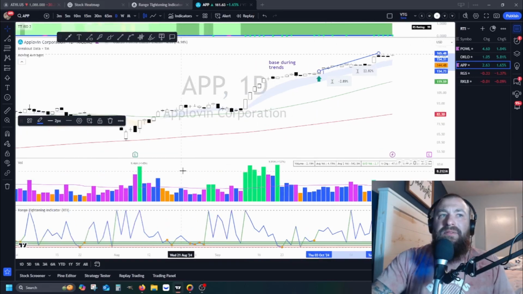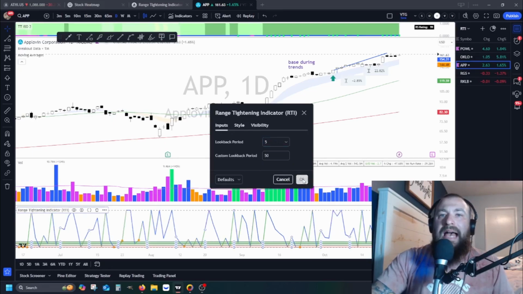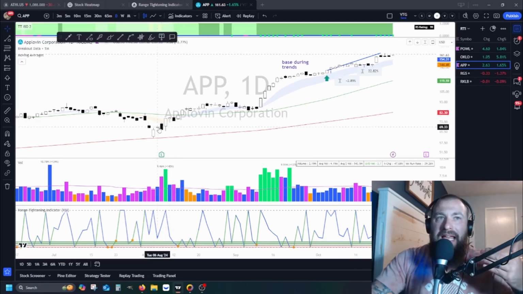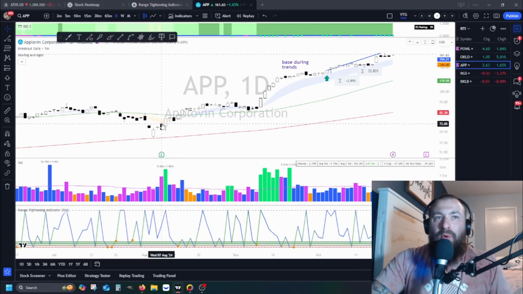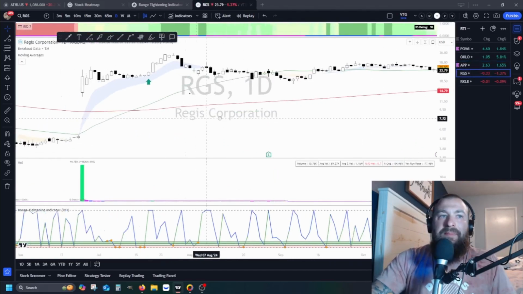So it's important to know that when you select your time period, it would be based on what is happening on the chart. For quicker moves near perhaps an earnings gap or some sort of catalyst, you would drop it down to that 5. And then we'll use RGS as another example for that.